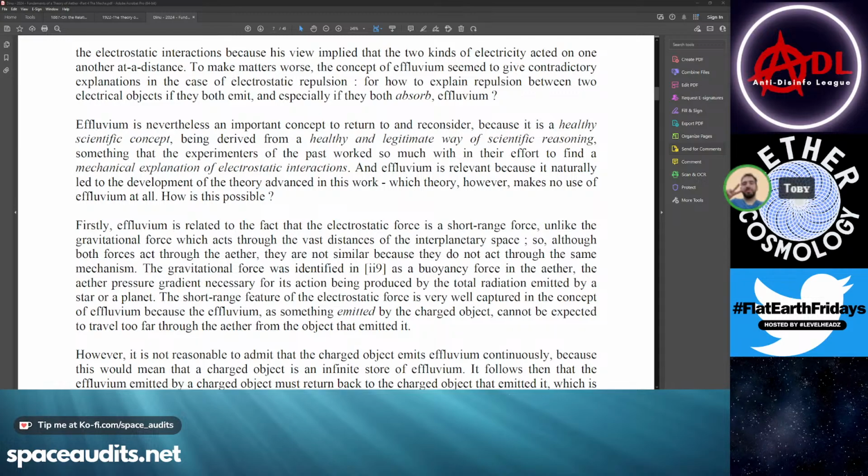And that, yeah, you could try and make arguments about a bunch of different paradigms, but we have that and then we have atomism. And I would say it's objectively more healthy when you don't have to have paradoxical claims to use it. But anyways, being derived from a healthy and legitimate way of scientific reasoning, something that the experiments of the past worked so much with in their effort to find a mechanical explanation of electrostatic interactions. And effluvium is relevant because it naturally led to the development of the theory advanced in this work, which theory, however, makes no use of effluvium at all.